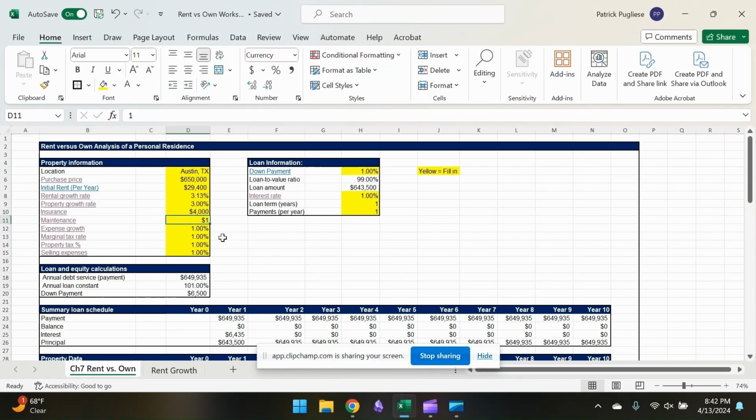Again, with insurance, it depends on the property and it depends on a lot of different factors. You have to get an actual quote. That's just a very general average.